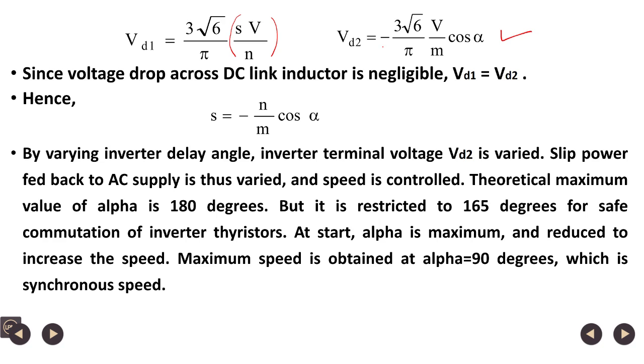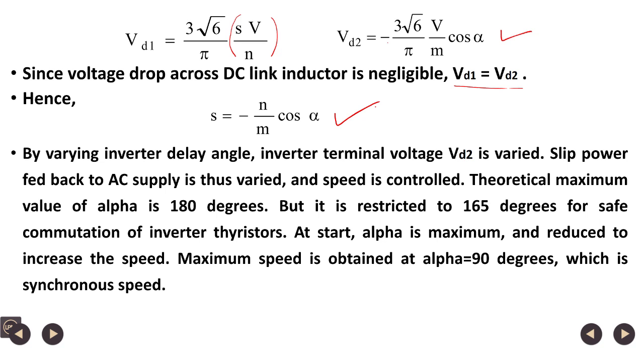Since the voltage drop across the DC link inductor is negligible, because the DC link inductor is basically a filter with high inductance and negligible resistance, VD1 equals VD2. Because we have taken the polarity of VD2 like this, VD1 equals VD2. If you ignore the minus sign and take VD2 of opposite polarity, then VD1 is minus VD2. So, now because VD1 equals VD2, equating these two, slip S is given by minus N by M cos alpha. So, by varying the inverter firing delay angle, the inverter terminal voltage VD2 is varied.